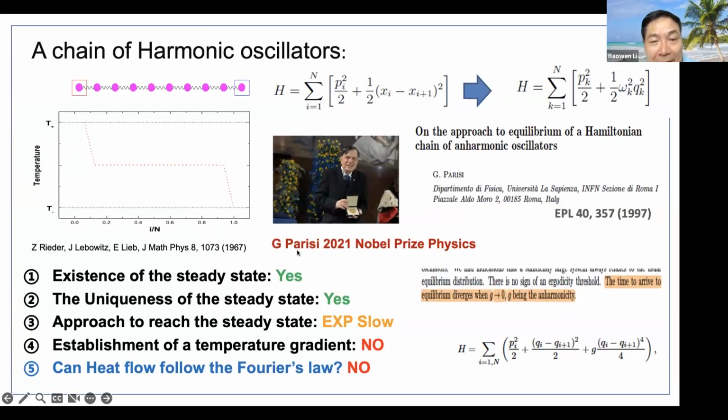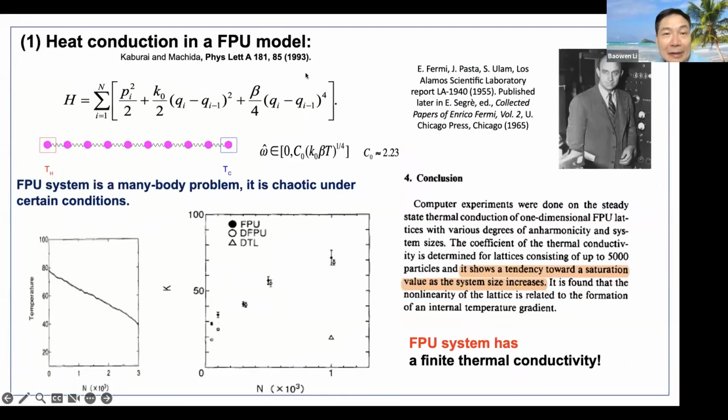In 1967. And then George Parisi in 1997 gave a very nice work, proving that for a nonlinear one-dimensional oscillator, if G goes to 0, the time to reach equilibrium diverges. So this tells us it is impossible to numerically calculate, for example, this one-dimensional heat conduction problem for a harmonic oscillator. The heat conduction problem started from the FPU model in 1993 from two Japanese colleagues.